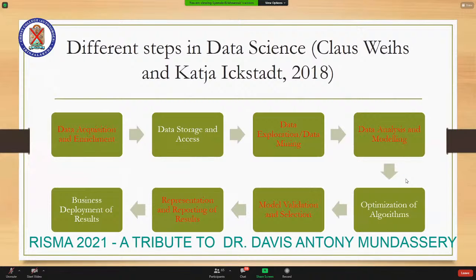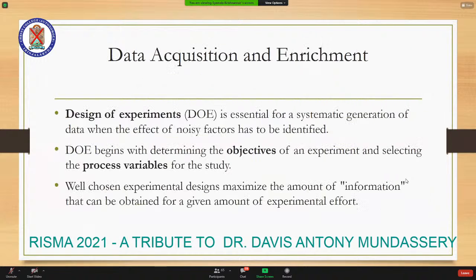The first one is data acquisition and enrichment. Here, what they are saying is that design of experiment is essential for a systematic generation of data when the effect of noisy factors has to be identified. We know that in any process there is measurement noise because we cannot avoid it. We have to find a way to filter it properly. So design of experiment is important in that case.